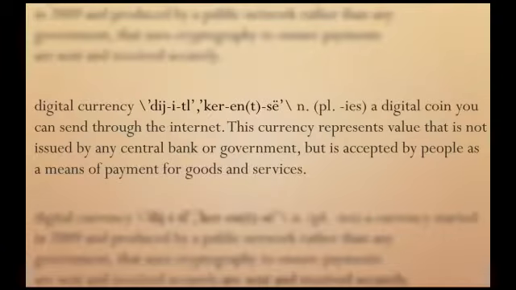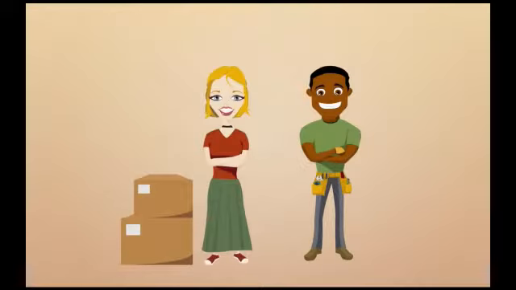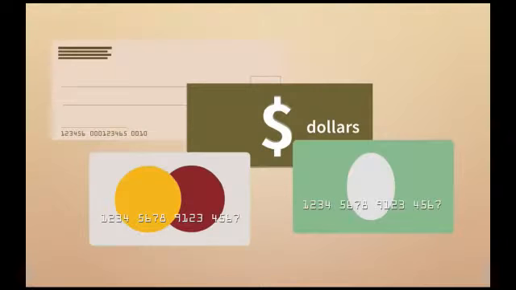Digital currency is a digital coin that you can send through the internet. This currency represents value that is not issued by a central bank or government, but is accepted by people as a means of payment for goods and services. Digital currencies have a number of advantages compared to other alternatives.